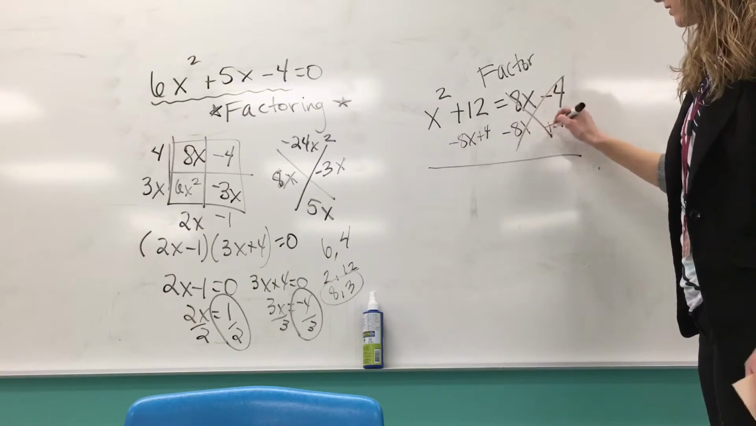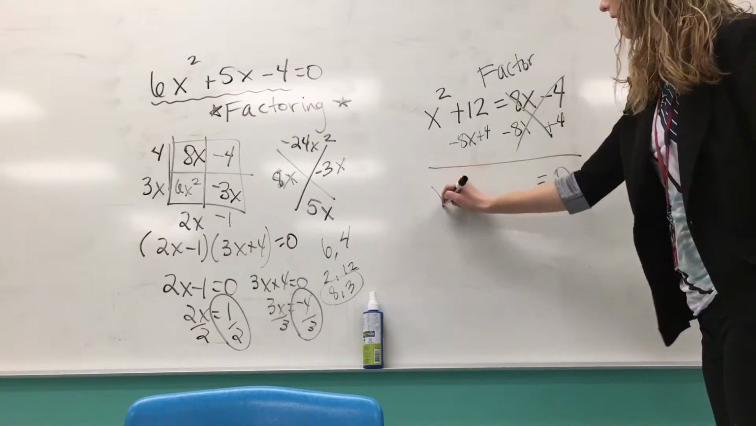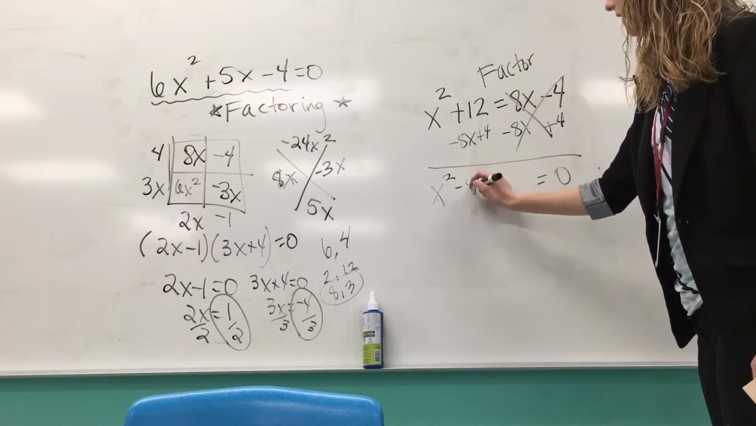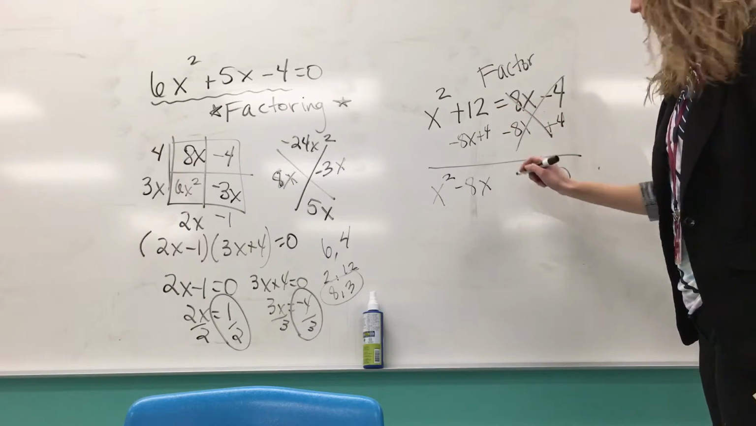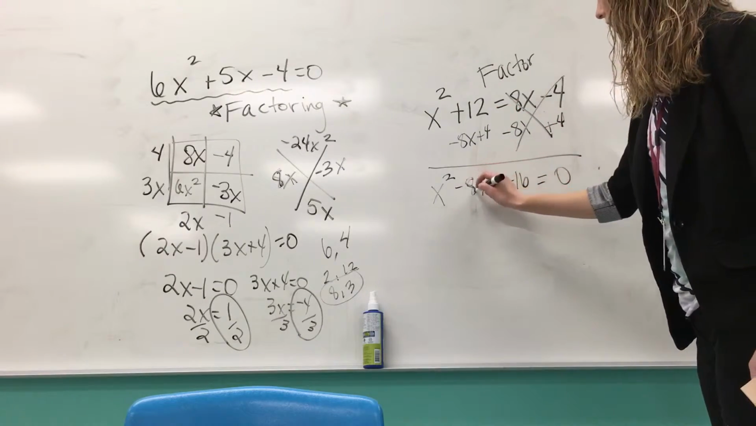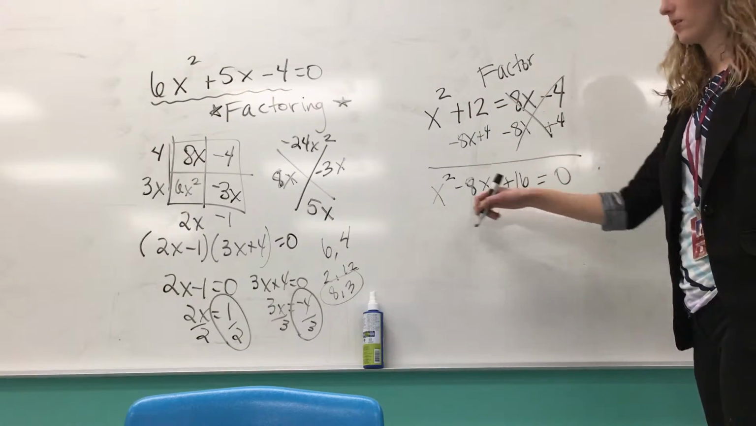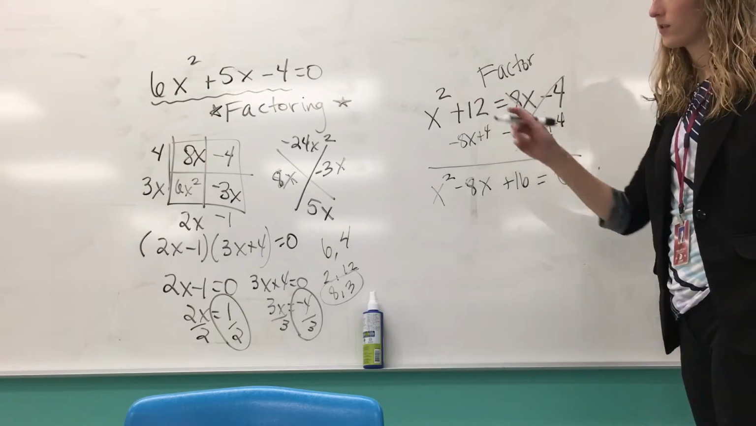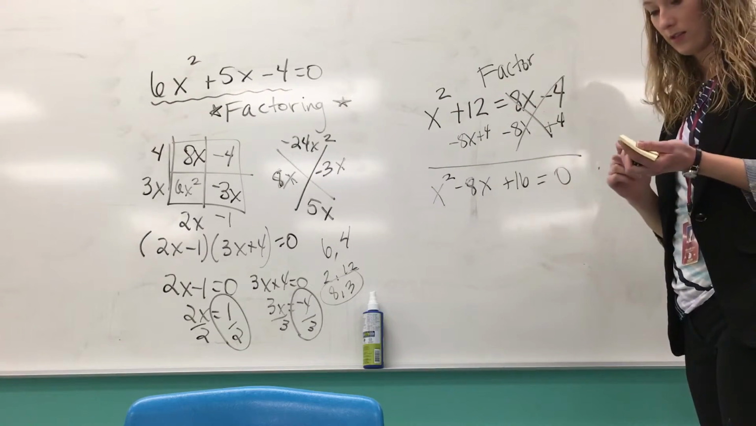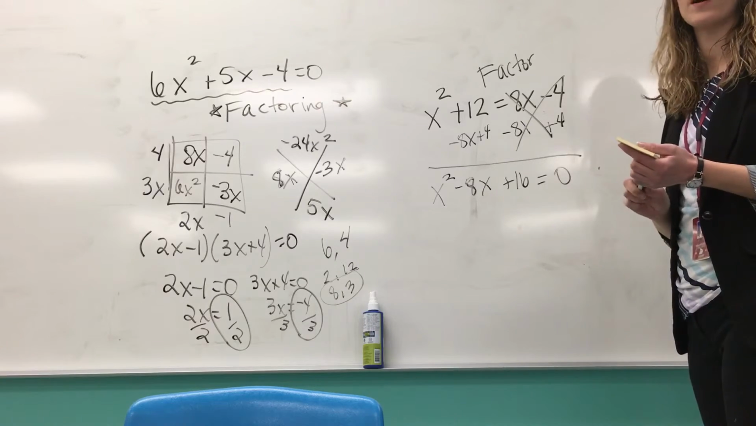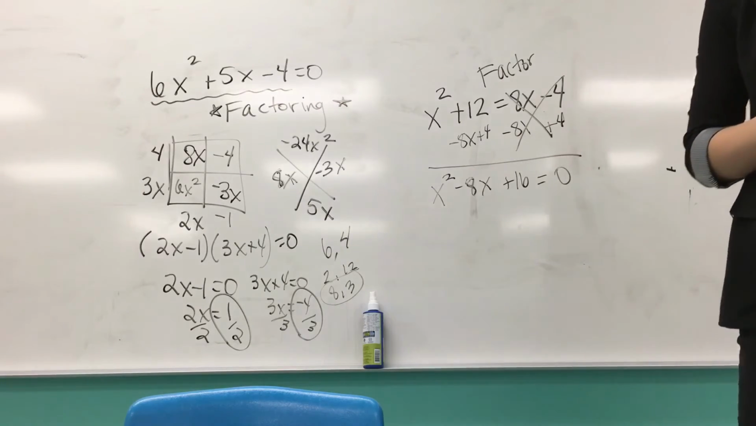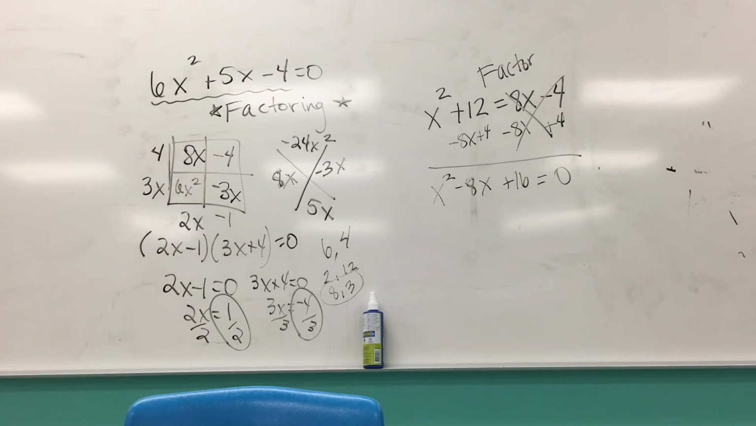So now this side is just a 0. I have an x squared minus 8x. 12 plus 4 will give me a 16. Okay? So now I can just do the rectangle and the diamond with what I have here, the same way as we just did over there, and then set your parentheses equal to 0, because you're solving by factoring. So hopefully that helps on that problem. Let me know if you need more help.